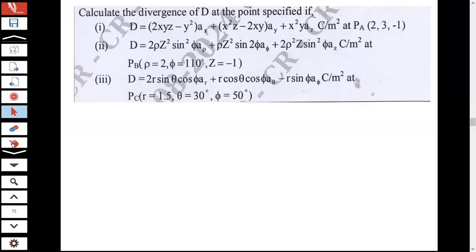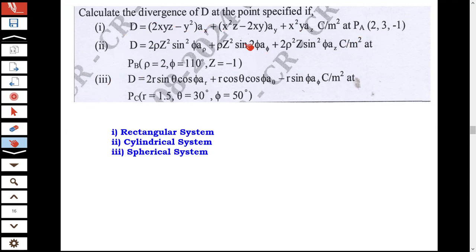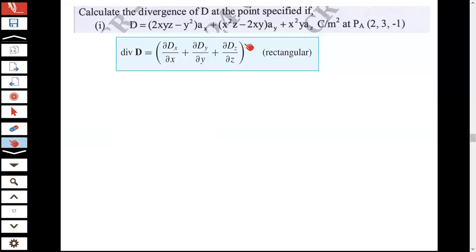Hello everyone. In this video, let us solve one numerical problem based on divergence computation. We have three subdivisions in this question where we are asked to find the divergence of the given vector D. After finding the divergence, we are supposed to find its value at the given point. The first subdivision is with respect to the rectangular system, the second is the cylindrical system, and the third is the spherical system. Let us start doing them one by one.